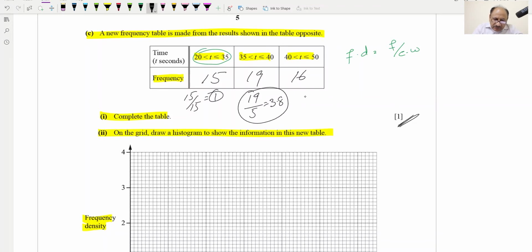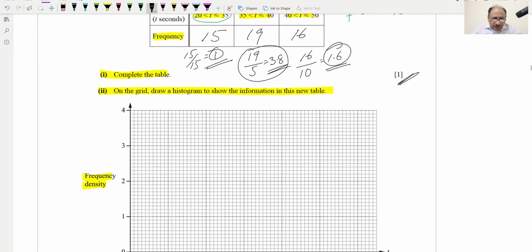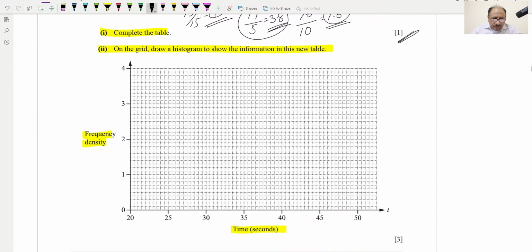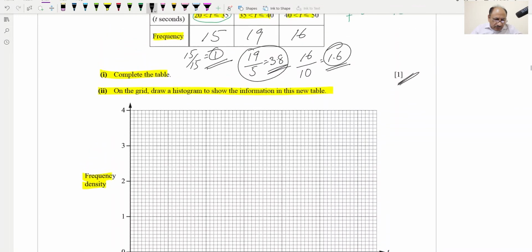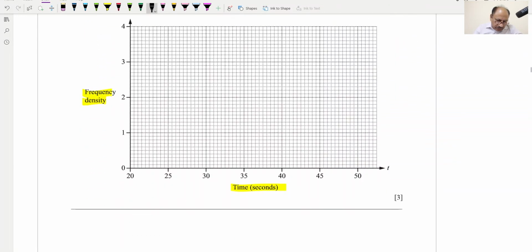And then 16 divided by 10, not 5, because 50 minus 40 will be 10. So it will be 1.6. So we got frequency densities 1, 3.8 and 1.6. So now we have to plot on this one. So from 20 to 35, 35 is this one.